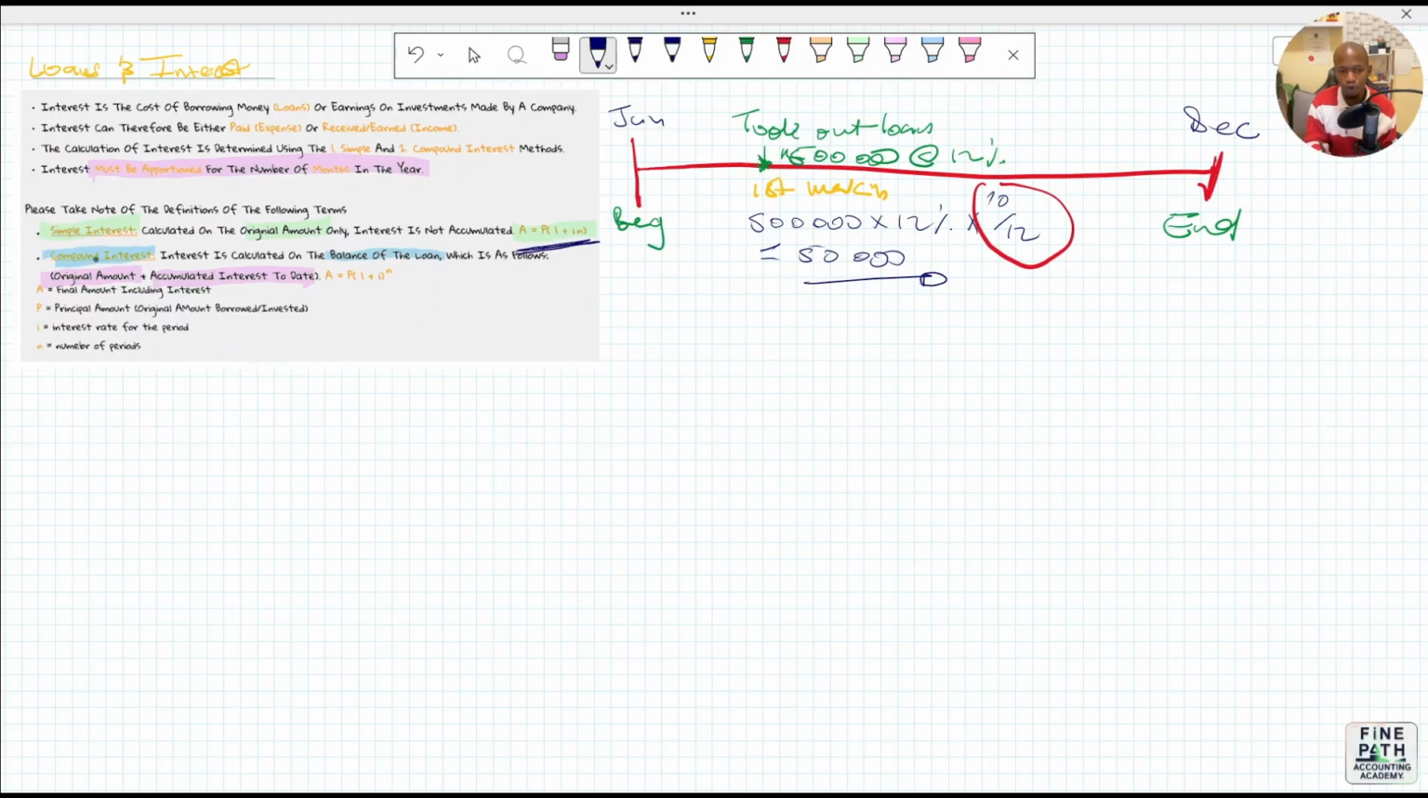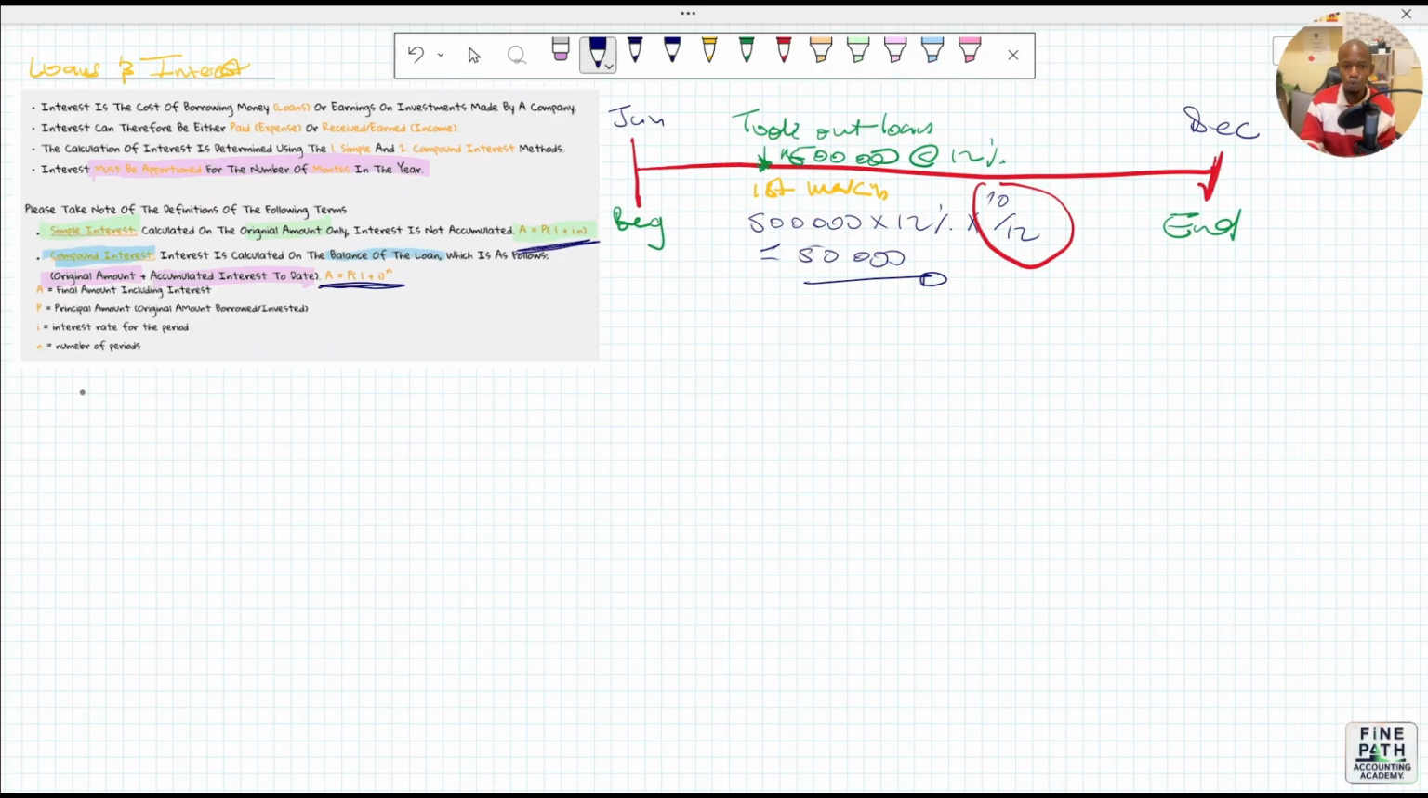But if we are using compound interest, you calculate it on the balance of the loan and use this formula. In accounting, I don't think they will require you to use either of these two formulas that are required in your maths curriculum. The only thing they might require you to do is calculate the interest in a very simple way. They'd give you an amount and a rate, like how we just did now.